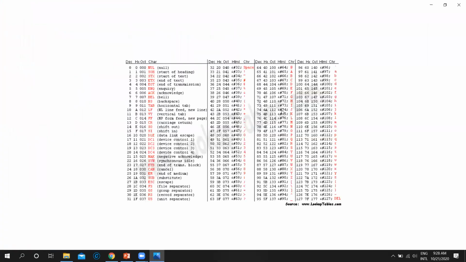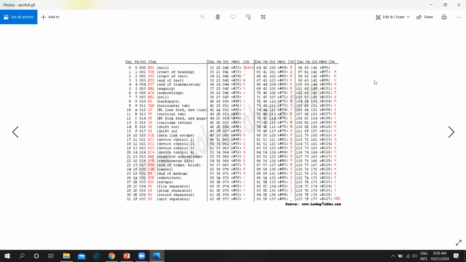I just collected it from some site. Okay, like always, 0 is null, start of text. 32 is a space: whenever you press the space button on your computer, the computer actually understands 32.